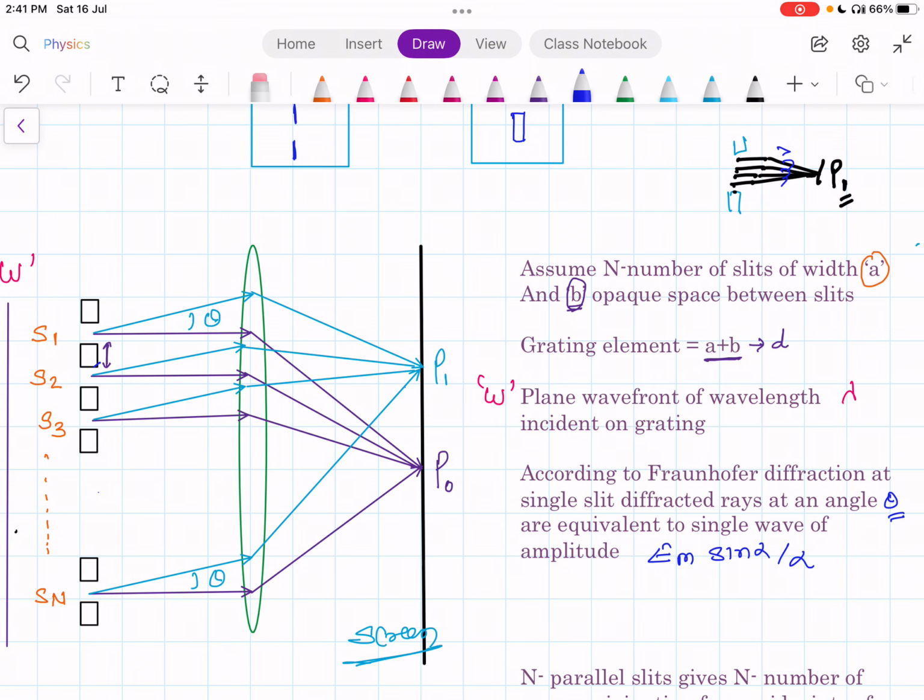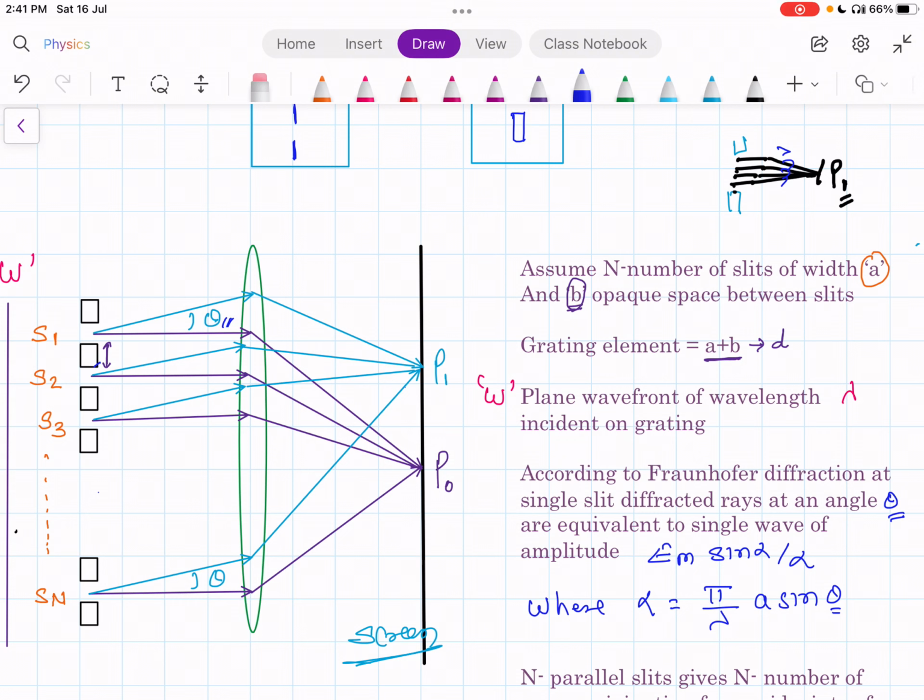In other words, what we are saying is that in a direction theta, one wave from the midpoint of each slit is emitted. From the midpoint of each slit, one wave in a direction theta is emitted whose amplitude is Em sin alpha upon alpha, where alpha is equal to pi by lambda a sin theta. This theta is this theta over here.